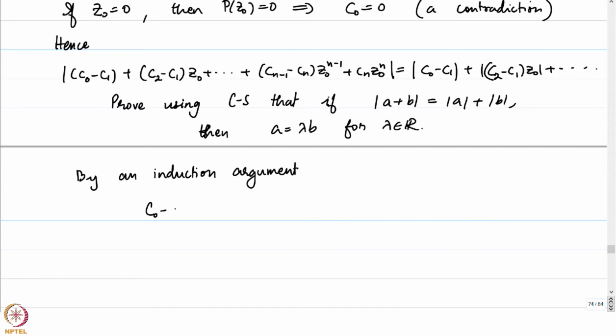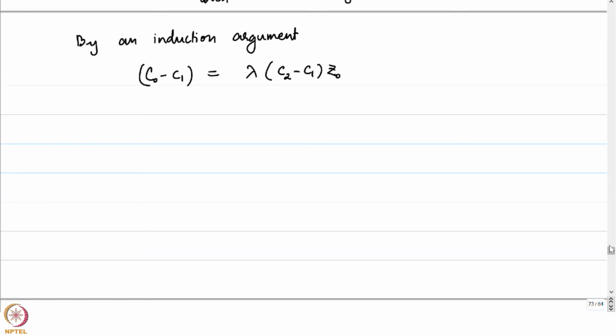We have that C0 minus C1 is equal to lambda times (C2 minus C1) times Z0. In fact, each of them you can write as a scalar multiple, where lambda is some real number. But that implies that Z0 is equal to (C0 minus C1) by lambda times (C2 minus C1). Notice that lambda will not be 0, because if lambda is 0, C0 minus C1 would be 0, thereby implying that C0 is equal to C1. So lambda can never be 0, nor will C2 minus C1 be, by the very assumption. So this tells us that this is a real number.